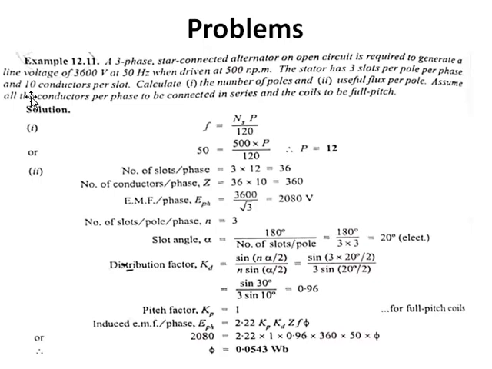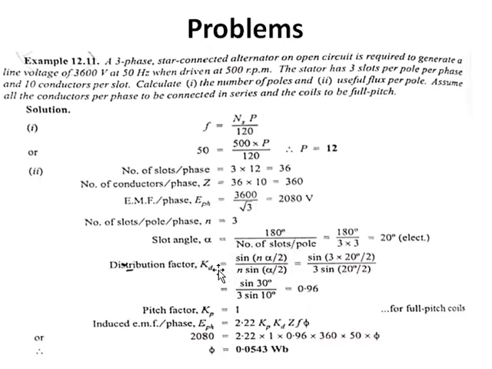And how many conductors are there per slot? 10 conductors are there. So the number of conductors per phase, Z, is equal to the number of slots into the number of conductors per slot, 36 into 10, 360. We calculated the Z value. Now for your syllabus, if you can remember this formula, you can calculate from the different values given.